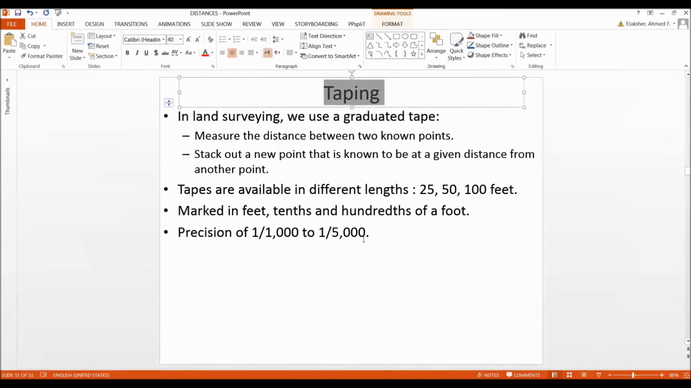Taping will be the one we are going to describe and I'm going to show in this lecture. I'm going to pause here and finish this part just to make sure it is recording and everything is correct. Then I'm going to do the second part after that.